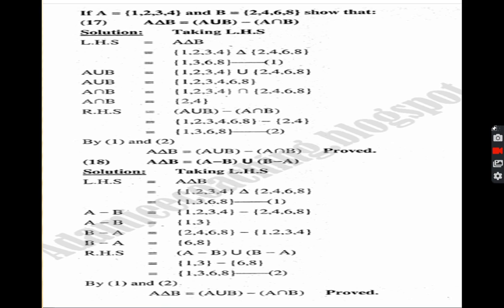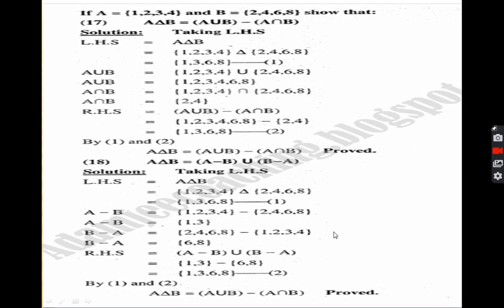Now right hand side is equal to A union B minus A intersect B. So the value of A union B is 1, 2, 3, 4, 6, 8, and the value of A intersect B is 2, 4. So we subtract each other, then the remaining is 1, 3, 6, 8. By 1 and 2, A symmetrical difference B is equal to A union B minus A intersect B. We proved this.